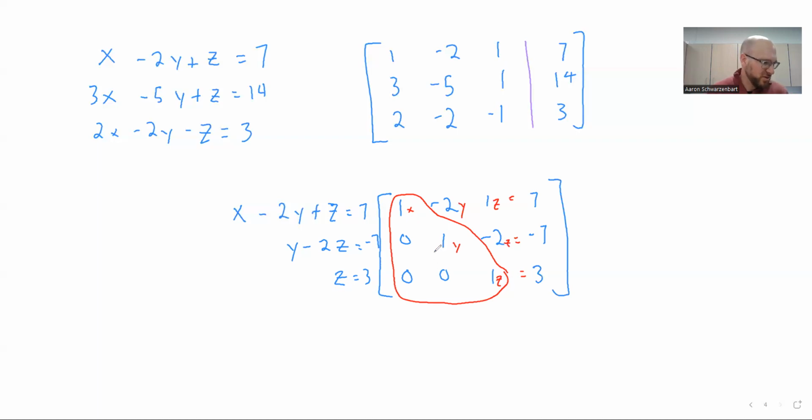Reduced row echelon form, which is where I ultimately want to get to, is going to turn all of these into zeros. And we're going to use matrix operations instead of Gaussian elimination to get there. You might find this worse. It's really nice when your calculator does it.